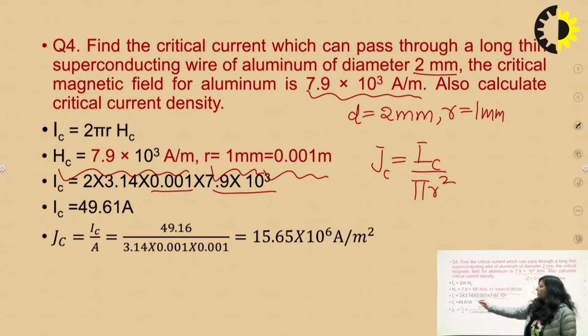Ic from this equation is 49.61. Area is pi r square. So r is given over here. If you simplify it, you will get the critical current density for this superconducting wire. So this is the method through which you can find the critical current which is required to destroy the superconducting behavior of a superconducting wire, as well as the critical current density for a superconductor.